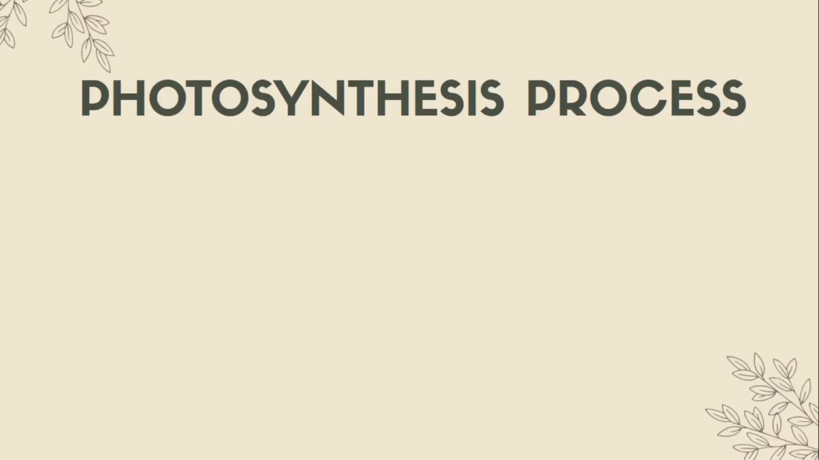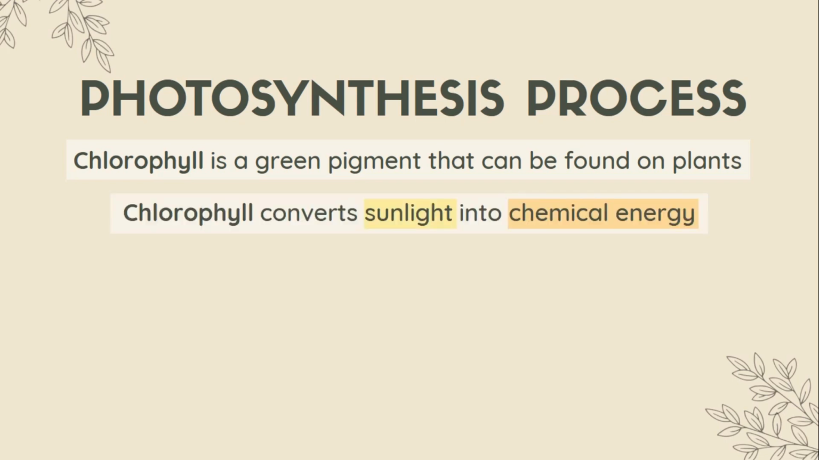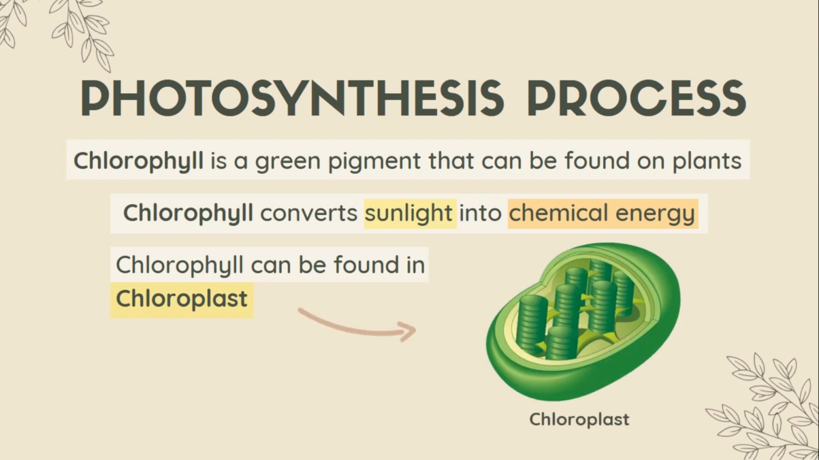Okay, before going into the chemical reaction of the photosynthesis process, there is one thing that plays a big part in photosynthesis called chlorophyll. And chlorophyll is a green pigment that can be found in plants. The role of chlorophyll is to convert the sunlight that has been captured by the leaf into chemical energy. The chlorophyll itself can be found in chloroplasts, which are located in mesophyll tissue. So here is the structure of the chloroplast.